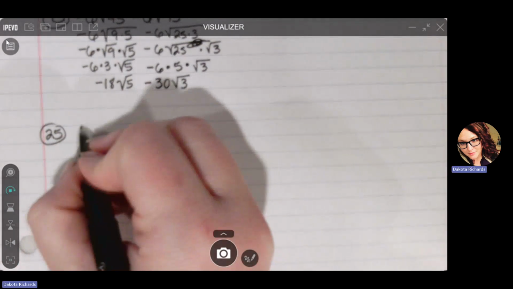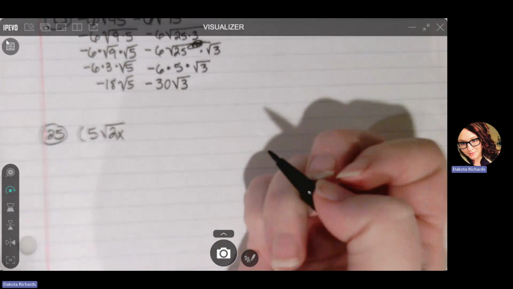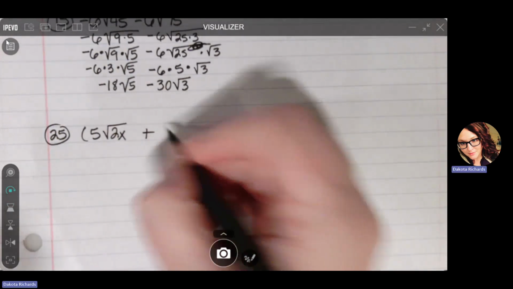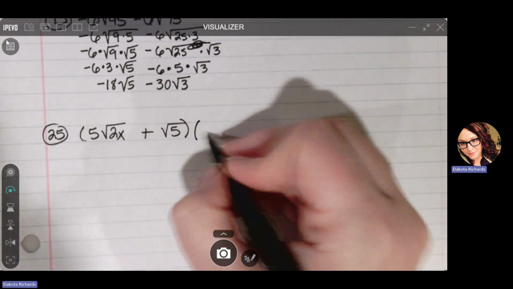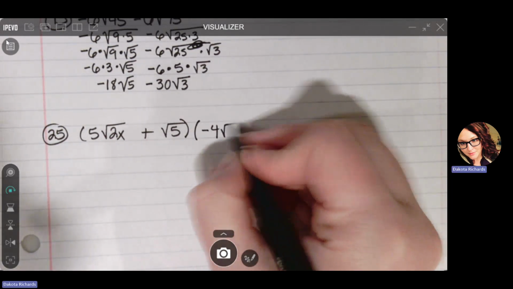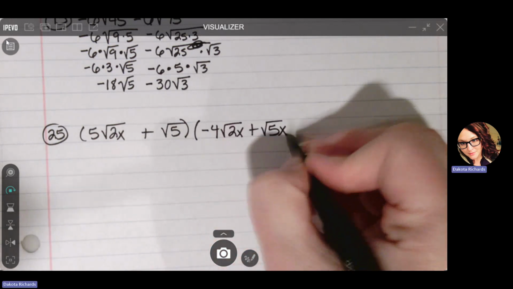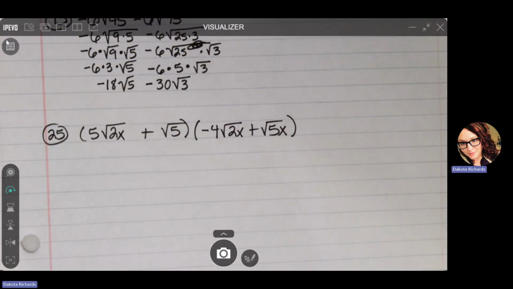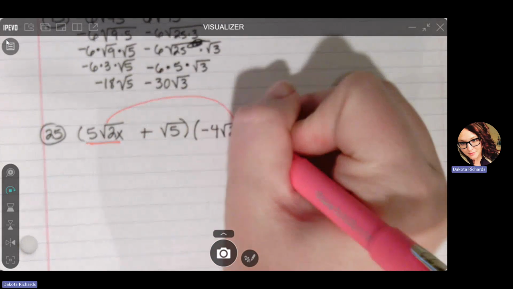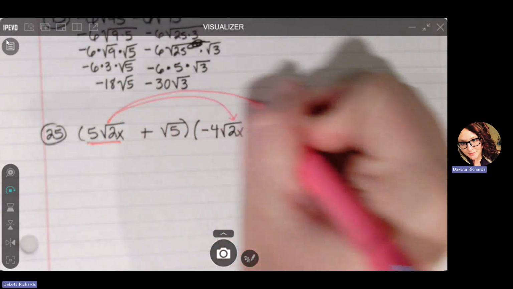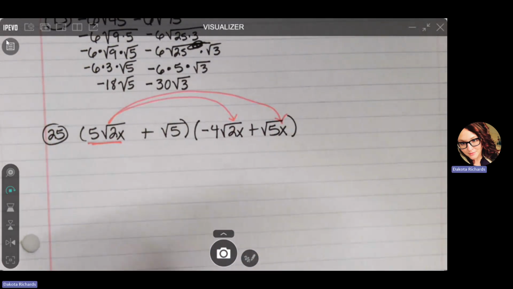We've got 5 times 2, the square root of 2x, plus the square root of 5. And then we're going to multiply that times -4 square root 2x plus the square root of 5x. Okay, so basically, I'm going to take this and distribute it here, and distribute it here. Okay, so let's do that part together.